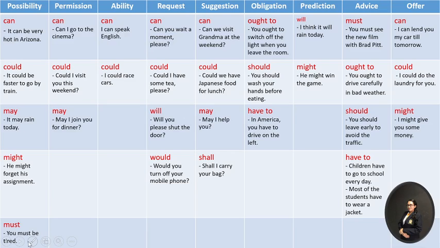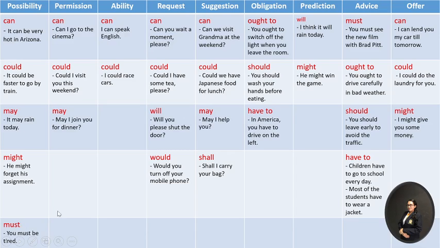So as you can see here, under possibility, you can find can, could, may, might, and must. So for the can, you can make a sentence like, it can be very hot in Arizona. For the could, you could say, it could be faster to go by train. For may, you could say, it may rain today. For might, you can say, you might forget his assignment. For must, you can say, you must be tired.